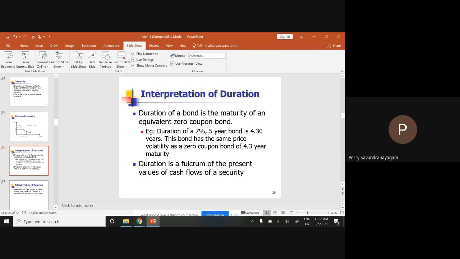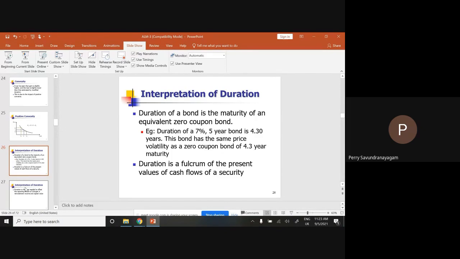Duration of a bond. Let's look at the interpretation further into duration. If you are looking at a zero coupon bond, the duration of a 7% 5-year bond is 4.3. This bond has the same price volatility as a zero coupon bond of 4.3 years to maturity. Duration of a bond is the maturity of an equivalent zero coupon bond.